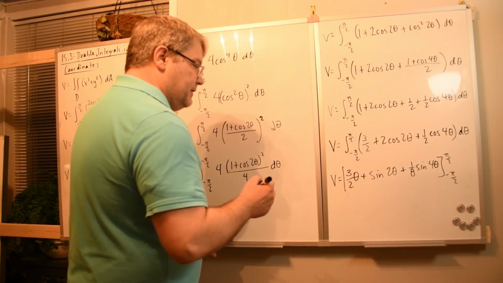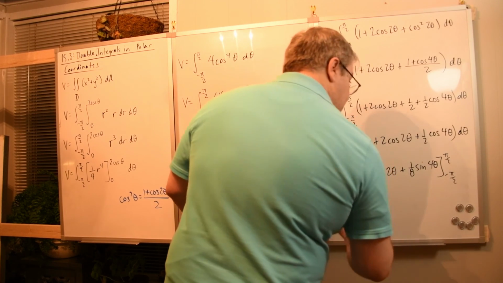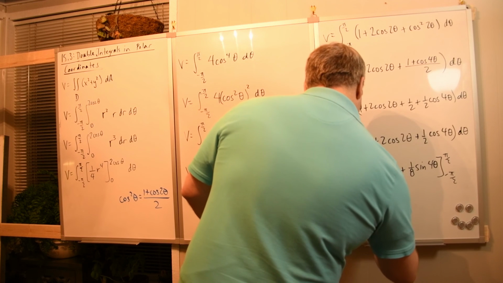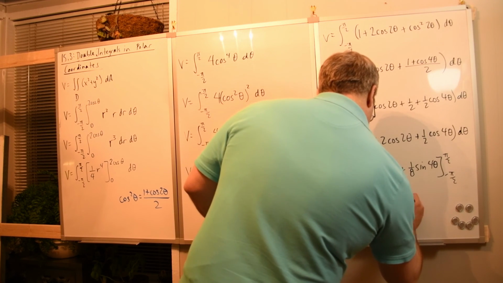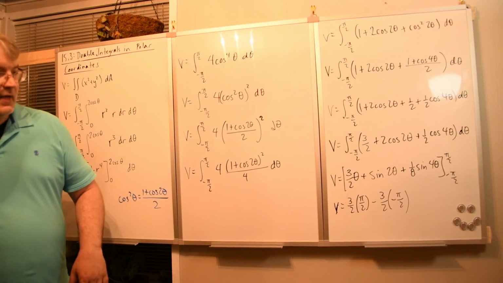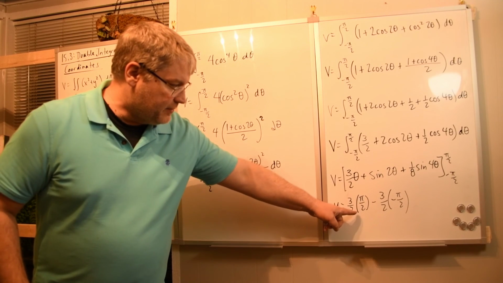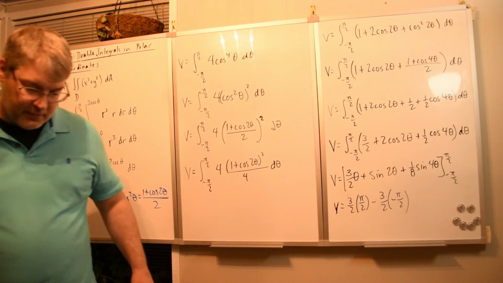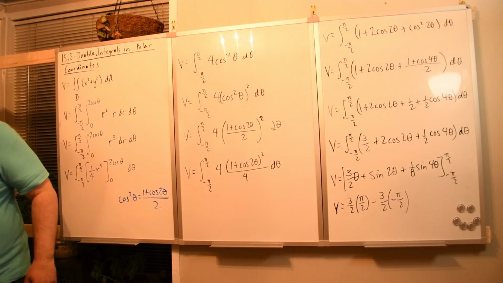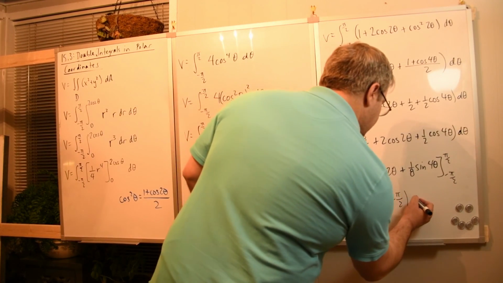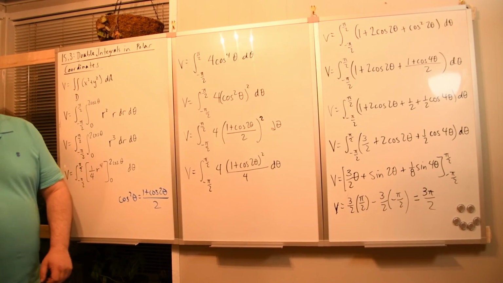So it turns out that the volume is actually going to be 3 halves times pi over 2 minus 3 halves times negative pi over 2. So this gives you 3 pi over 4 plus 3 pi over 4. That's 6 pi over 4. Same thing as 3 pi over 2, which is your final answer. And that's how it ends.